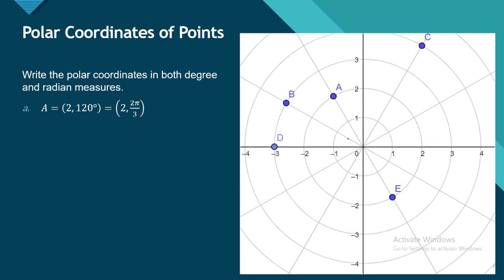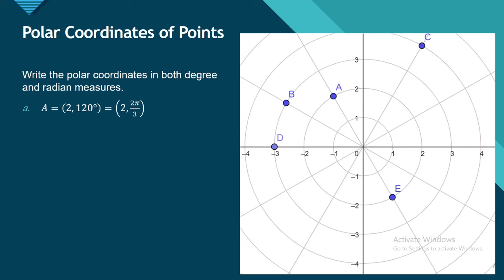120 degrees is equal to 2 pi over 3 radians. Okay? So this is pi over 6, 2 pi over 6, 3 pi over 6, 4 pi over 6. But 4 pi over 6 is 2 pi over 3.